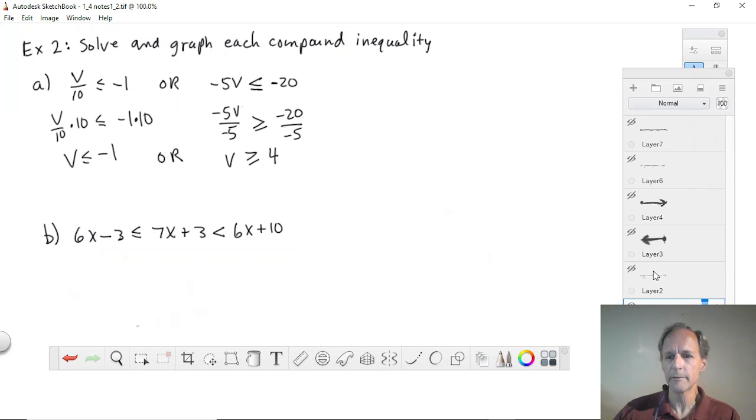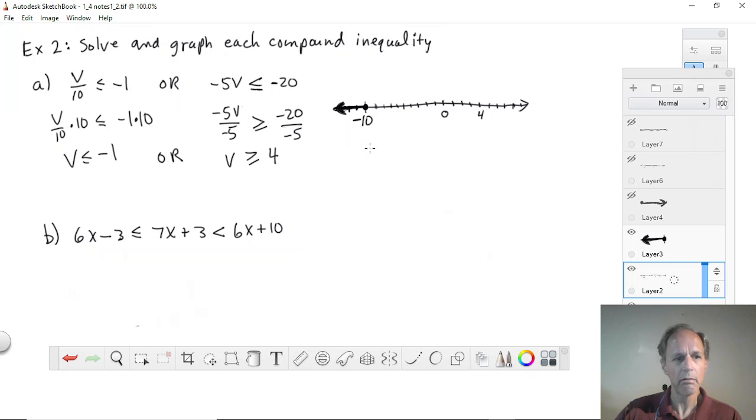So let's graph them. There's our number line. I did not label all the little marks, but we got -10 and we got 4. Those are the numbers that matter. And those we want less than or equal to... oh, -10, I wrote this wrong. -10 is what it should be. Less than or equal to -10.